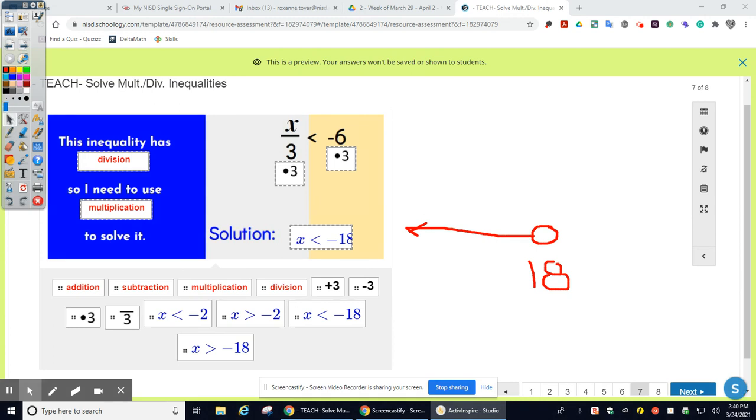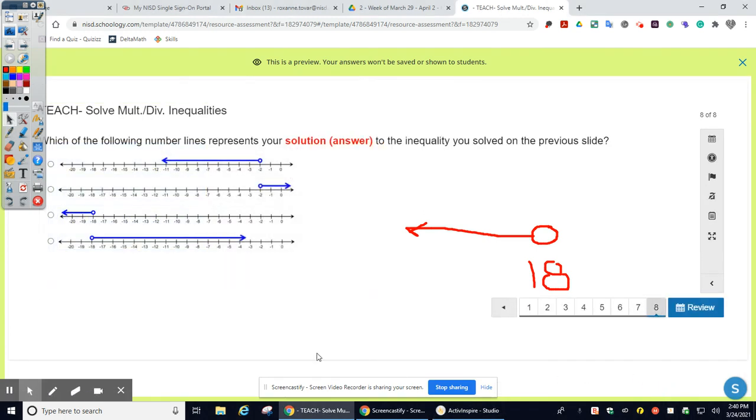Okay, so then when we go to the last one, we're going to look for that open circle above the negative 18, not a positive 18. Let me go ahead and put that negative there. So we want that open circle like you see here on C, or the third one, negative 18, and you're shading in a less than direction. So you want the third one.